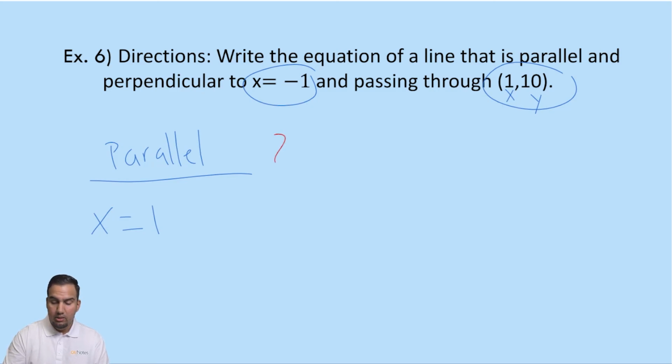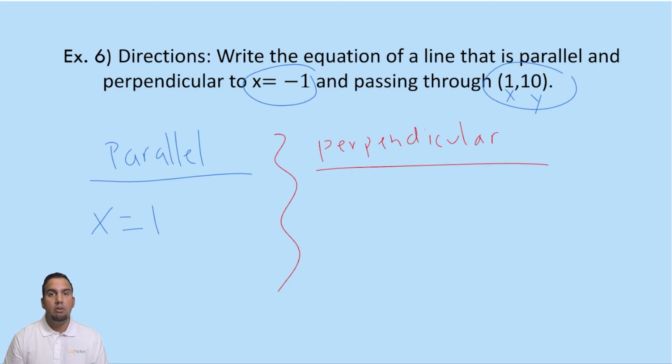Now for perpendicular, we have to remember that perpendicular means the opposite. Well, the equation given to me was x, so opposite would be what? Would be y. Y equals to what? Look at the coordinate. What's the y value? It's 10. So my answer will be y equals 10. And those are my two answers. Those would be two lines or two equations that would be perpendicular and parallel to x equals -1. So remember, parallel is the same, perpendicular is opposite.